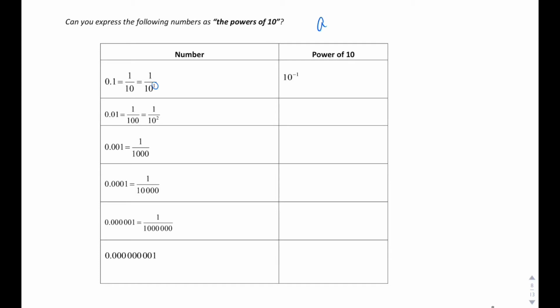And by a to the power of negative n equals 1 over a to the power of n, we can rewrite this as 10 to the power of negative 1. And similarly, for 0.01, this is equal to 1 over 100, equal to 1 over 10 squared. So this is 10 to the power of negative 2. And similarly, we can just fill the table.